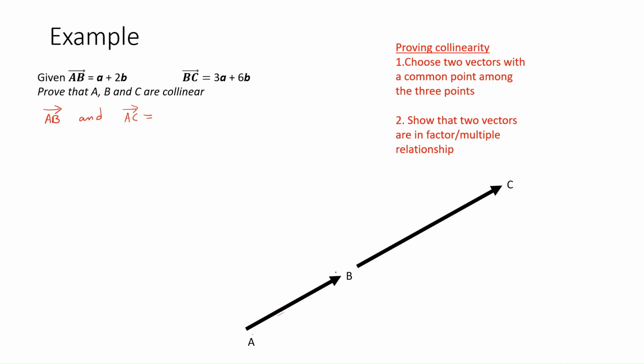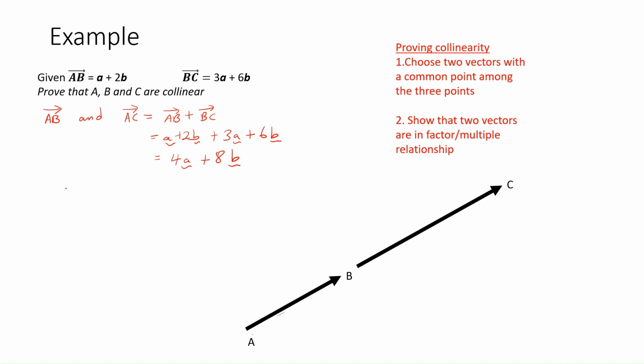Because you see, remember the journey thing? Yeah, the vector journey concept. So it's AB plus BC, which I have. So I'm just going to add them together. So a plus 2b, again it's handwritten, so I need to put a squiggly line below, plus 3a plus 6b. And I'm going to get 4a plus 8b. And this is my AC.